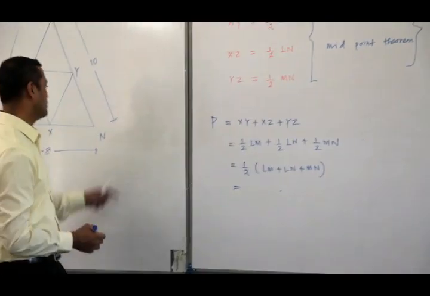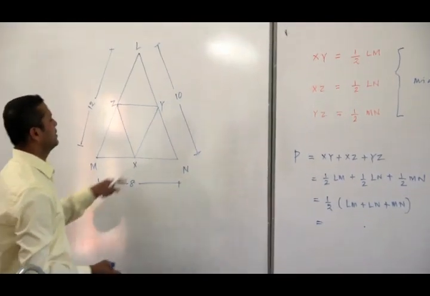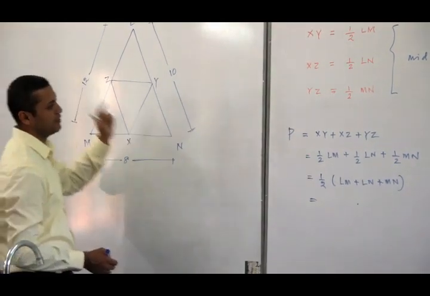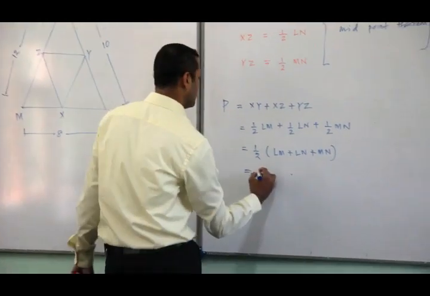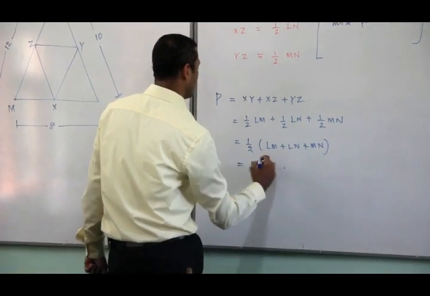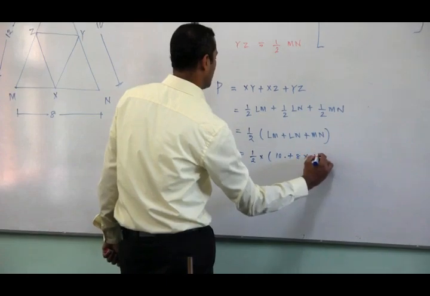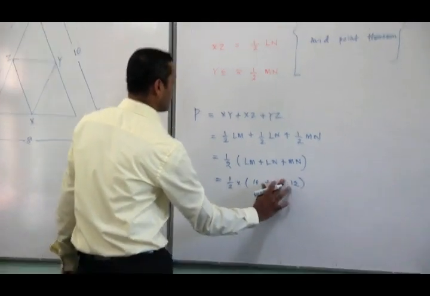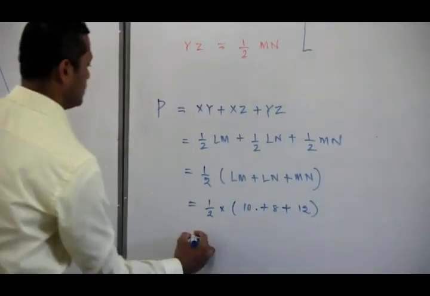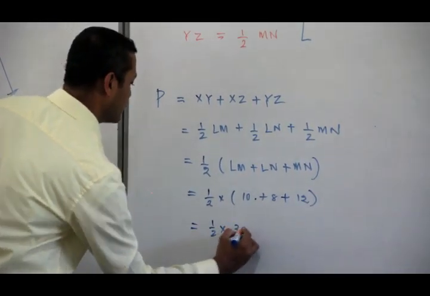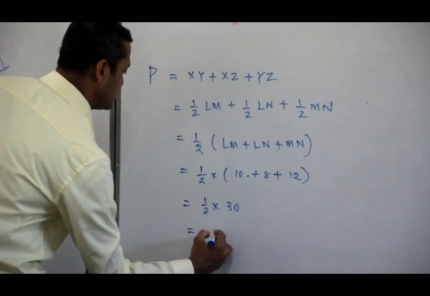Now what? You must add ln plus mn plus ln. These three sides, right? n plus 8 plus 12. That is this. How much is that? 10 plus 8 plus 12. How much? 20, 30, right? Half into 30. That is 15 centimeter.